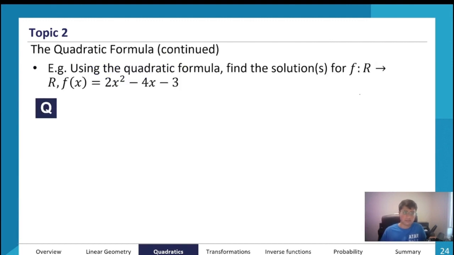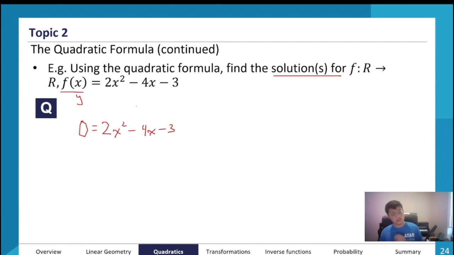Okay. So we got some practice using the quadratic formula here. We've got this equation here, f(x) equals 2x squared minus 4x minus 3. f(x) just means function, so think of this just as y. In this case, we're looking for the solutions. So we're looking for what happens when y equals 0. So we've got 0 equals 2x squared minus 4x minus 3.